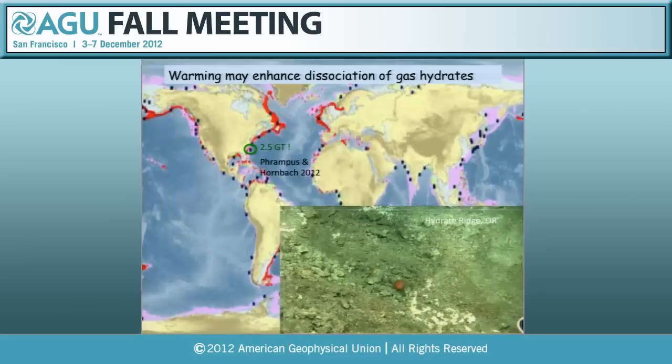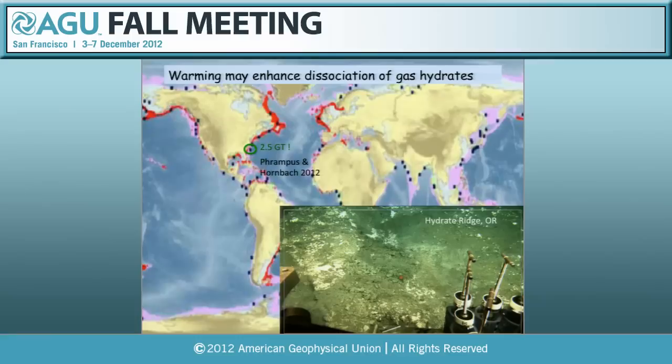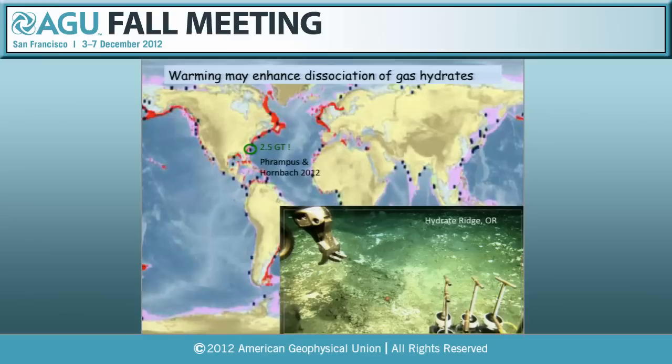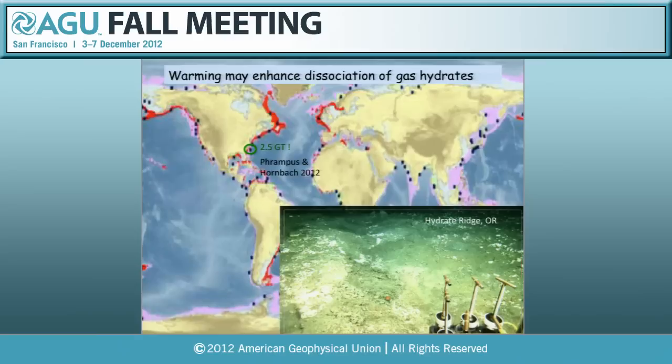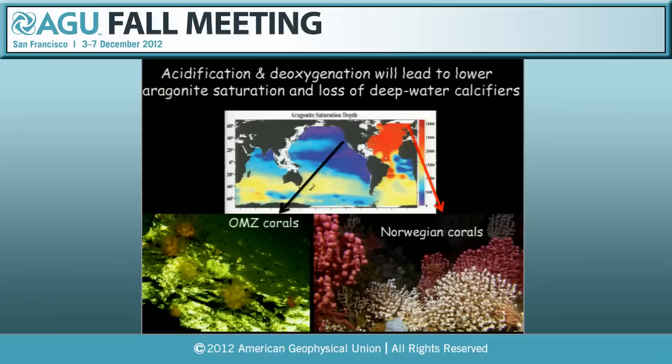And there's a fairly provocative paper by Phrampus and Hornbach that came out very recently that suggests that warming of the Gulf Stream and moving of its position may dissociate as much as 2.5 gigatons of gas hydrate just in that area. I should mention gas hydrate is like a frozen form of methane, for those of you not familiar with it. This is a movie from Hydrate Ridge off Oregon, but there are many, many places where we might see more hydrate entering the water. Some of it may get to the atmosphere with major feedbacks, and we've hypothesized that these types of events have occurred with dramatic effects in the past.